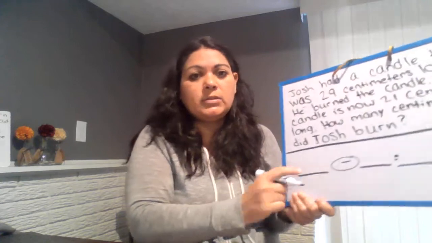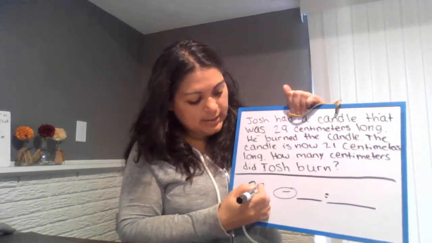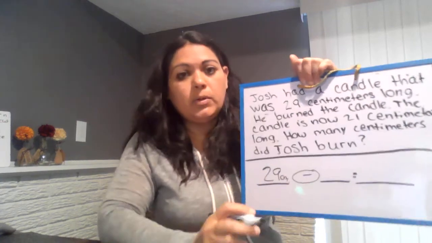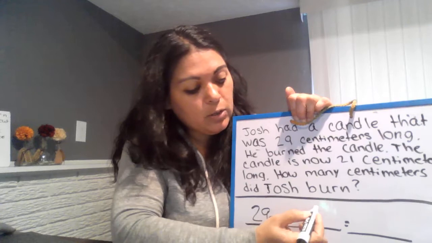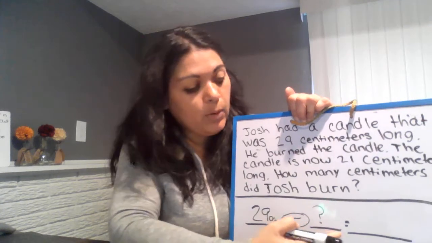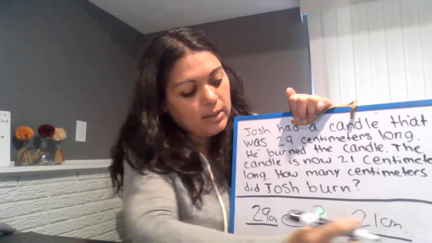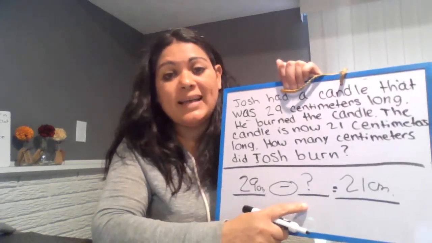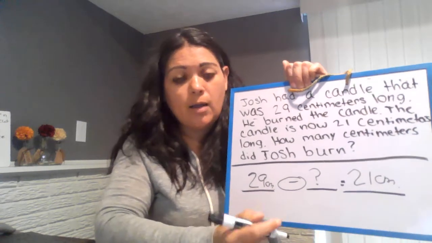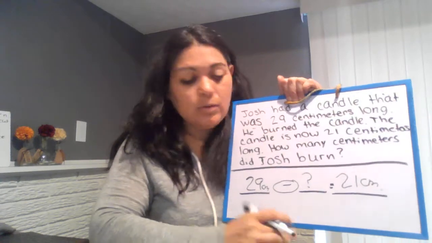We knew at first it started out at 29 centimeters, and I'm going to put the cm. Then he burned it some. We don't know how much it burned down, but what we do know is it is now 21 centimeters. So we want to find the unknown in that second subtrahend problem. One way I can do this is by using my number line.